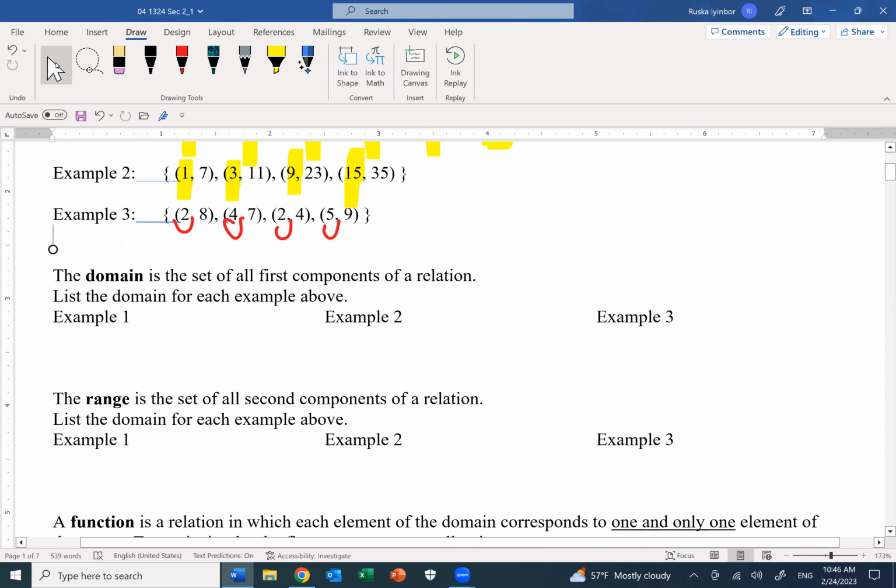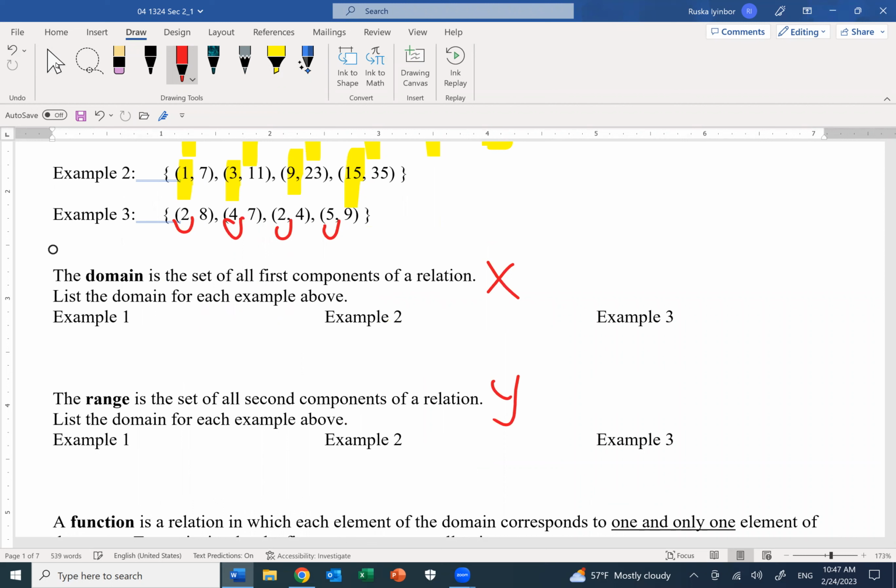And what is the range? Domain is the first coordinate, which represents X. Domain, remember, always represents X. And the range is the second component of the relation, which always represents Y. So domain is X, the range is Y. That's how it's easier to remember.